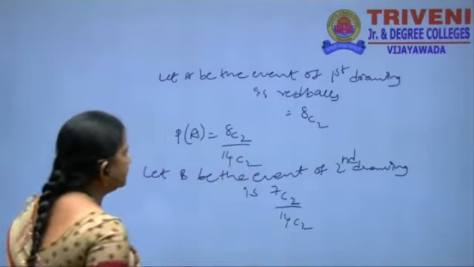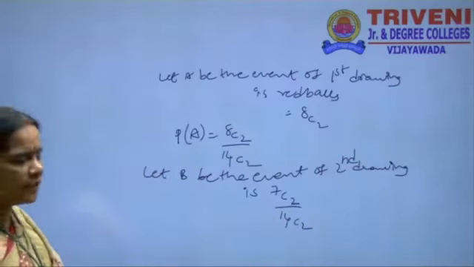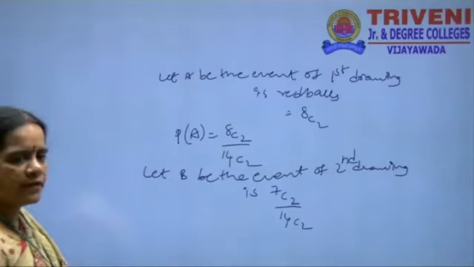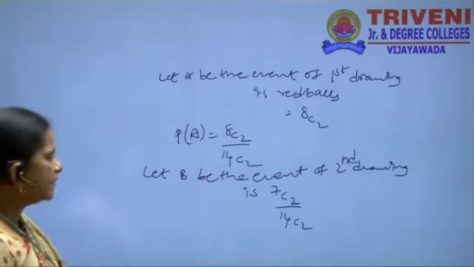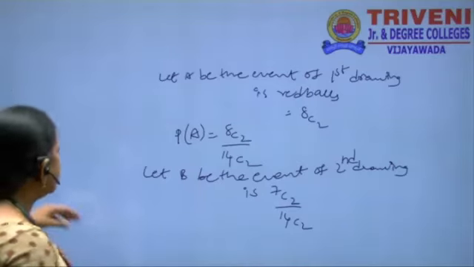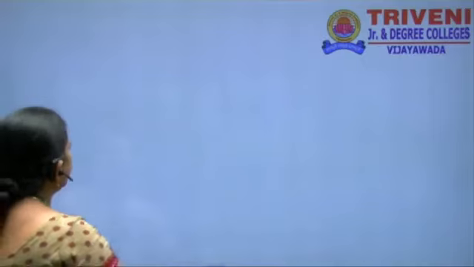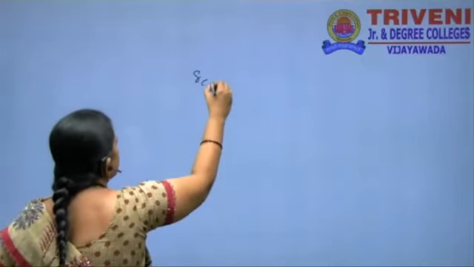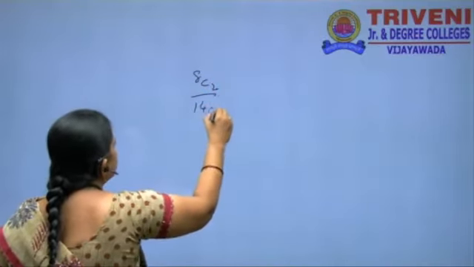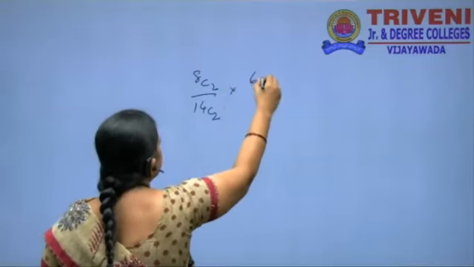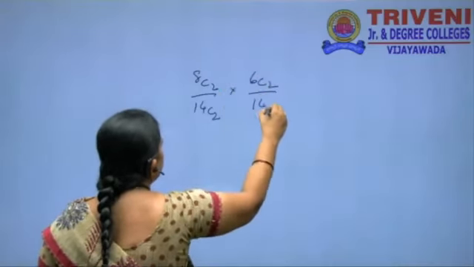Here also 14C2. 8C2 by 14C2. Here also 7C2 by 14C2. Here these two are independent events. Then the probability is 8C2 by 14C2 into 6C2 by 14C2.